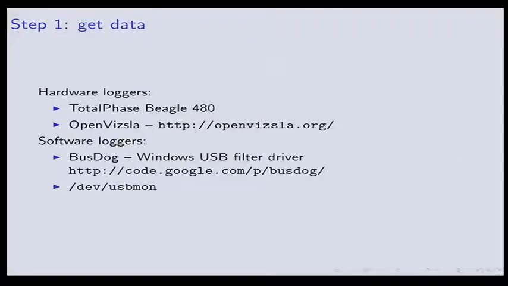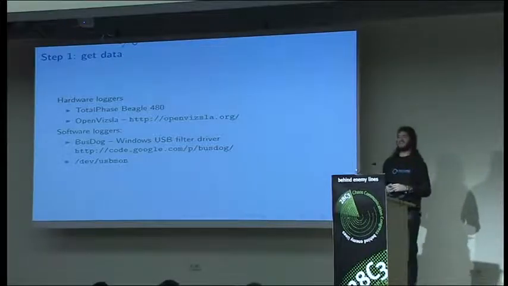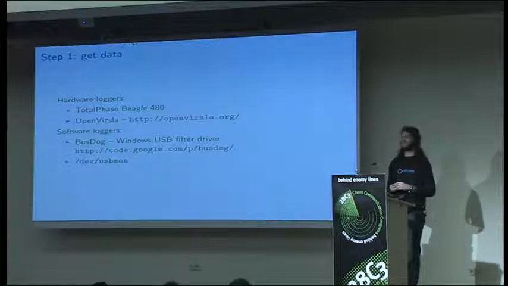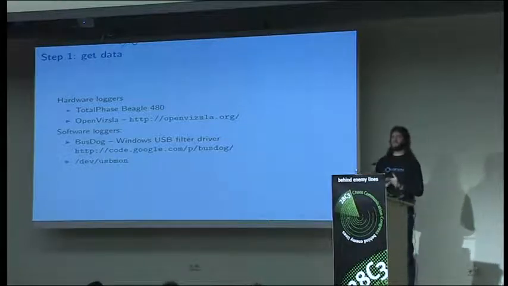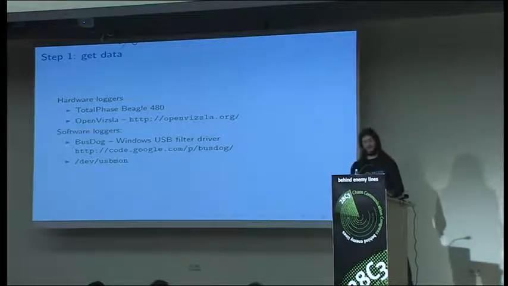To capture the transfers that go back and forth, you can get inline USB sniffers. There's a commercial product called the Total Phase Beagle 480. It costs $1,200. I don't own one. There's an open source project called OpenVigila. Yeah. You guys are awesome. I'm excited for whenever I'm actually going to get mine, because it will make doing this sort of thing a lot easier for me.